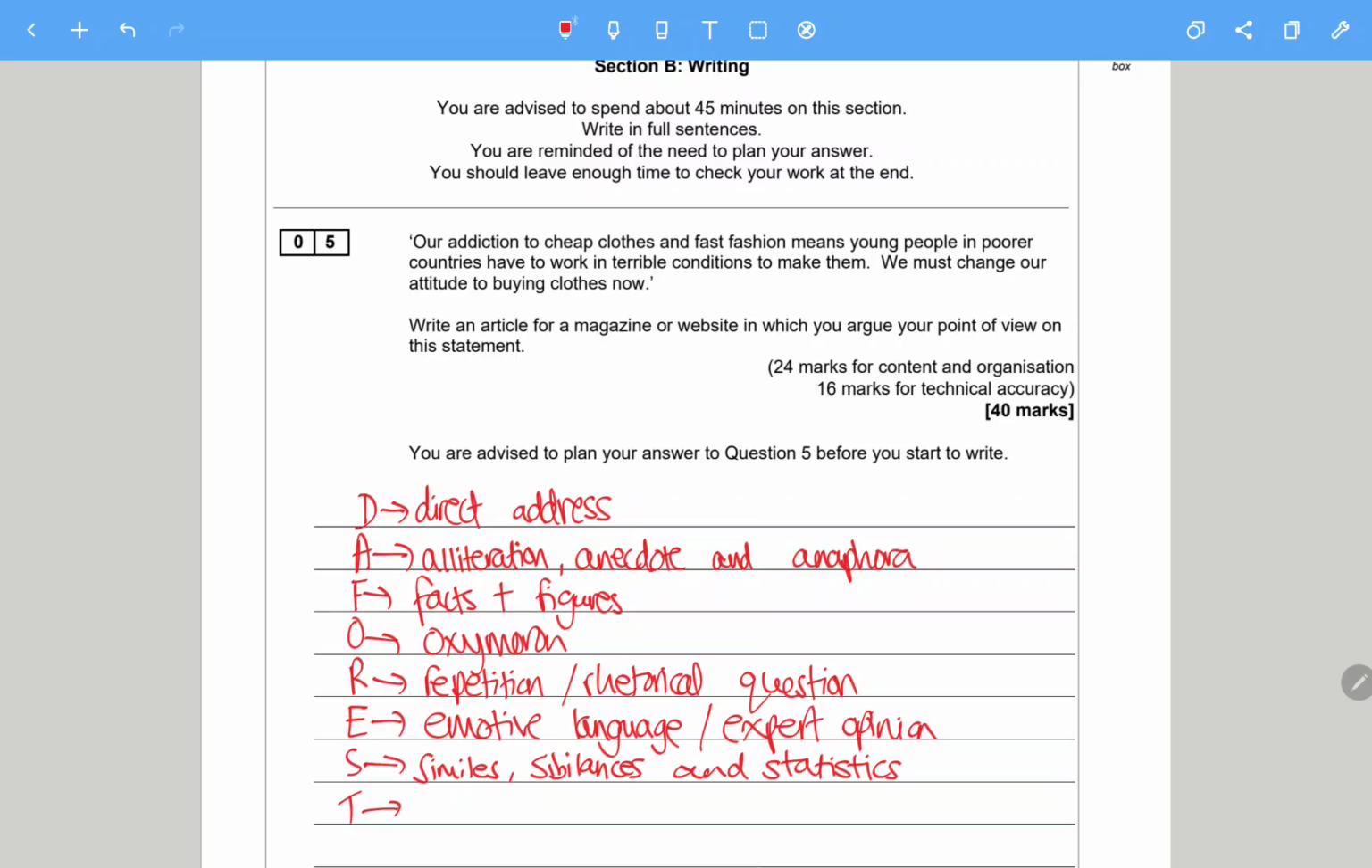Last but not least is the rule of 3. So I'm just going to write 3 or brackets rule of 3. So using 3 adjectives, for example, to describe something. So this is DAFOREST, and this is something which is simple but effective, an effective way to write a persuasive answer. So this is DAFOREST for you. So do make a note of this, as it will be handy for your upcoming exams.